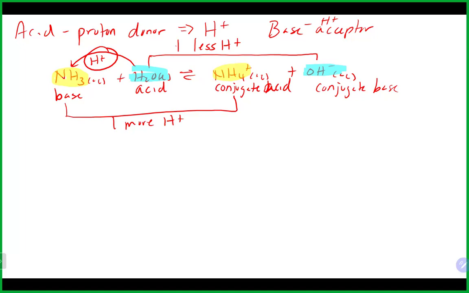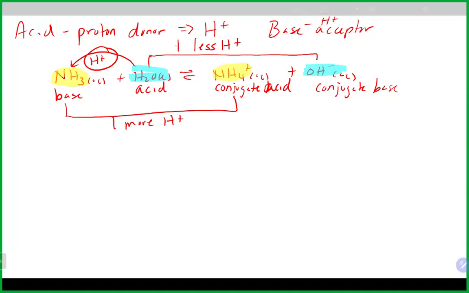By the way, the acid and base, regular old run-of-the-mill acids and bases, are always found on the reactant side, the left-hand side of the arrow. All your conjugate partners, conjugate acids and conjugate bases, are found on the right-hand side of the arrow, your product side.